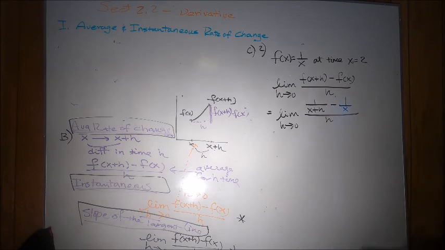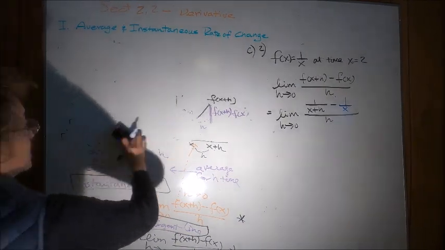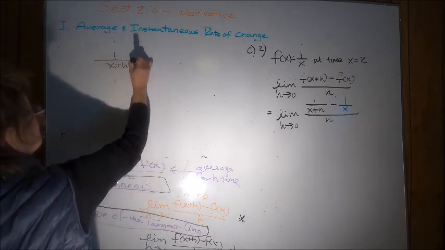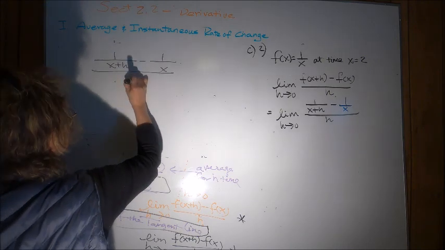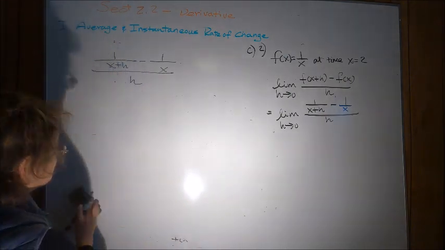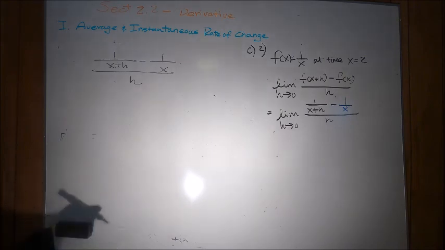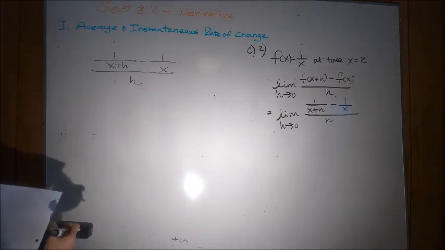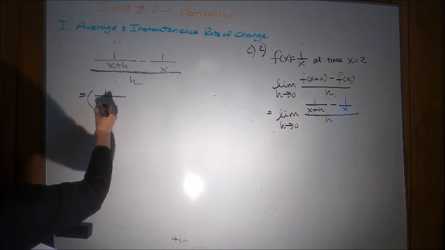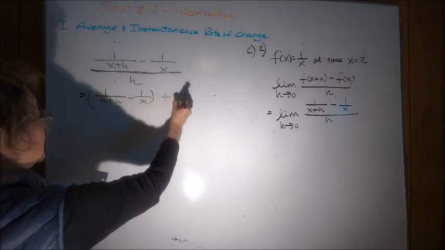How do we do it? How do we simplify it? Okay, so let's see. 1 over x plus h. What do we have? We have a complex fraction. Fraction within fraction. In your algebra class, we simplify this complex fraction, right? So how do we do it? We will rewrite it. This big line means what? Division, right? Then you will divide it by h.